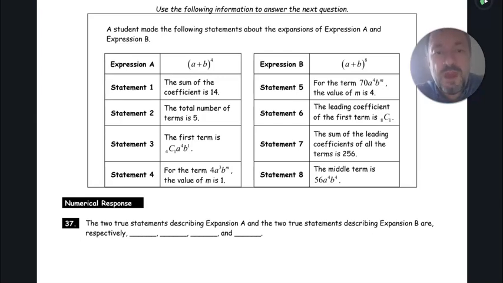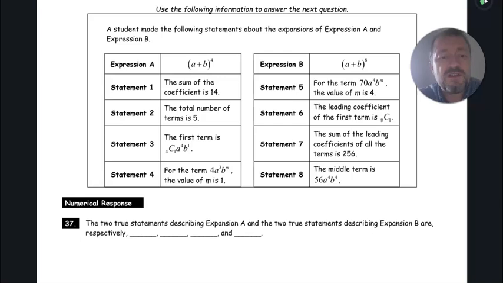So it says a student made the following statements about the expansions of expression A and expression B. And so they're both (A + B), but in expression A, it's to the exponent 4, and in expression B, it's to the exponent 8. And then there's a bunch of statements that are made. So let's just jump to the actual question here.